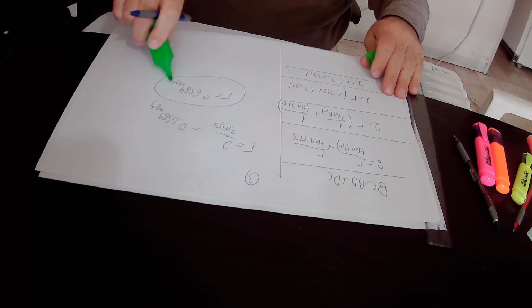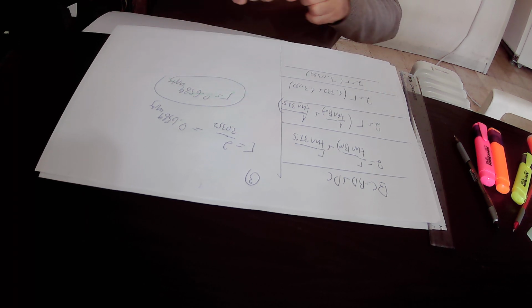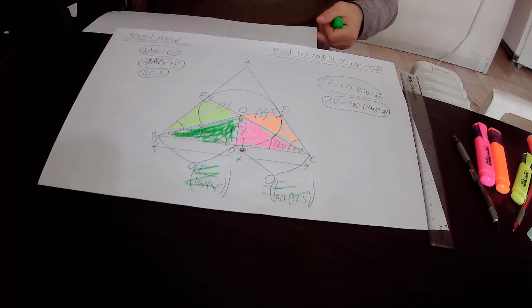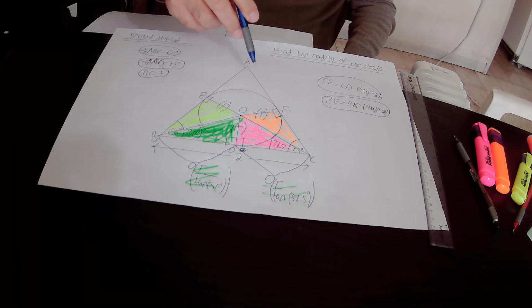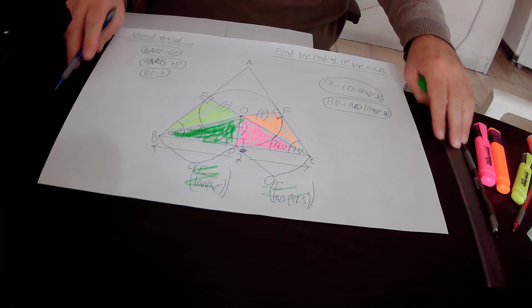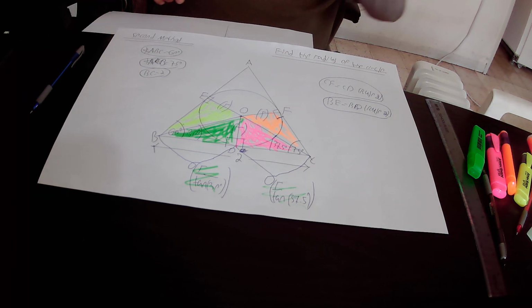So in both methods we found out that the radius R of this circle equals 0.6589 units. Okay, we finished with the second method. In the next step I will summarize the lecture. We'll start with the first method.